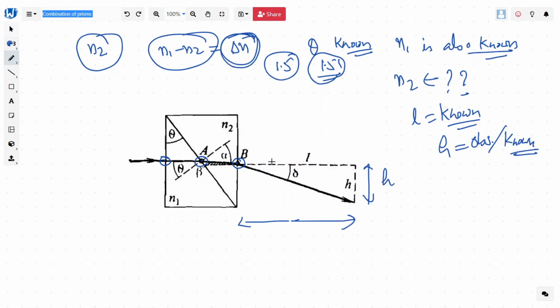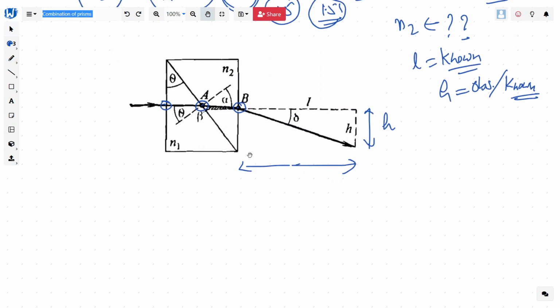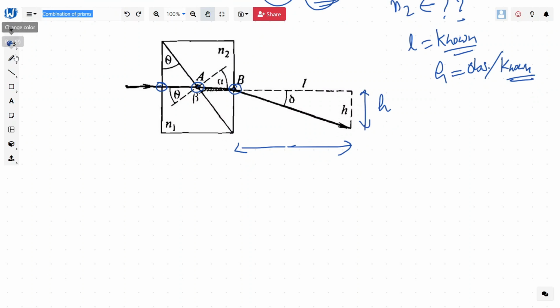So first thing first, let's write the Snell's law at A and B. This ray coming like this has refractive index n1, so n1 sine of theta. On the other side, the refractive index changed, so n2 sine of alpha. This is our first equation.